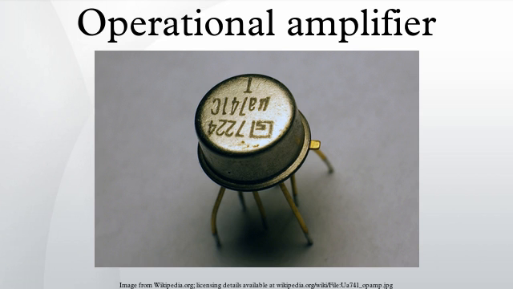These ideals can be summarized by the two golden rules. One, the output attempts to do whatever is necessary to make the voltage difference between the inputs zero. Two, the inputs draw no current. The first rule only applies in the usual case where the op-amp is used in a closed-loop design. These rules are commonly used as a good first approximation for analyzing or designing op-amp circuits.